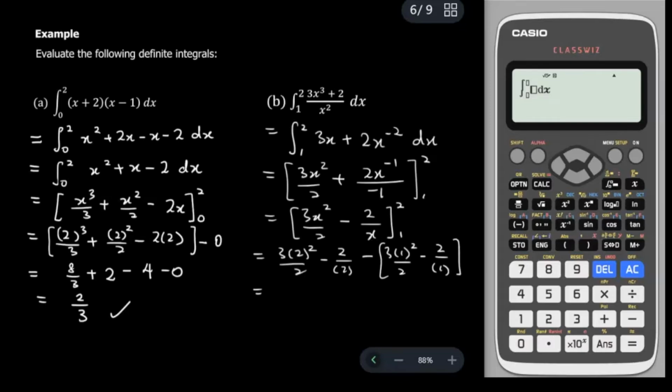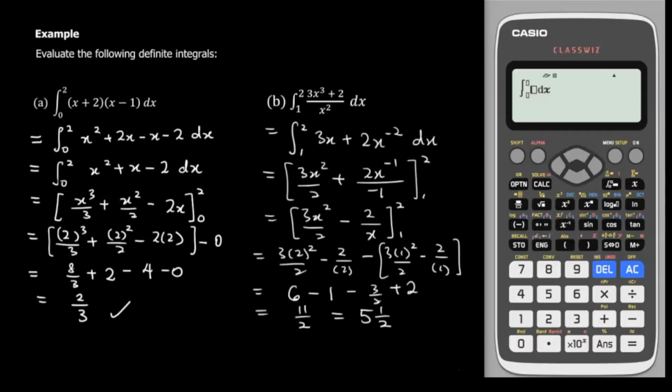Okay, and then we use the calculator, or we can just count manually. So 4 over 2 is 2, 2 times 3 is 6, then 2 over 2 is 1, then minus, so this is 3 over 2, and then plus 2. Okay, so 6 minus 1 is 5, 5 minus 3 over 2, and then plus 2, we get 11 over 2. Okay, and then we can change to a mixed number if you want to, so 5 and 1 over 2. Or you can just leave your answer as an improper fraction, also acceptable. So this is the answer.